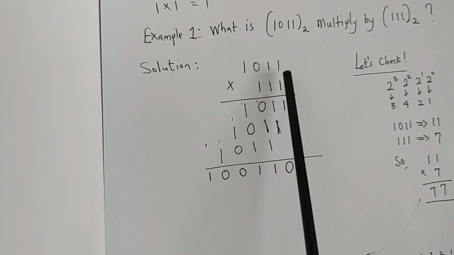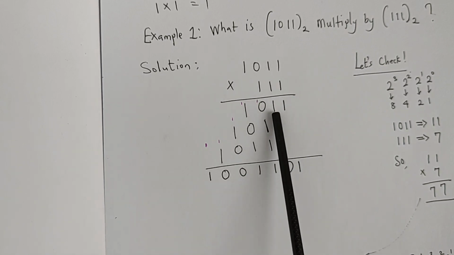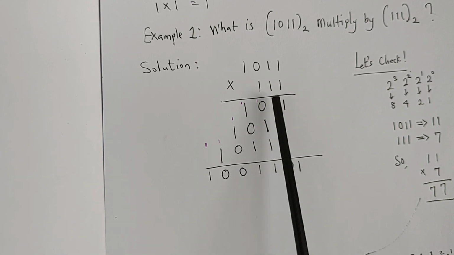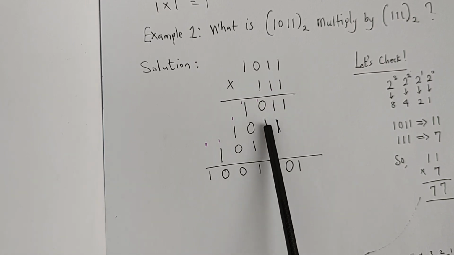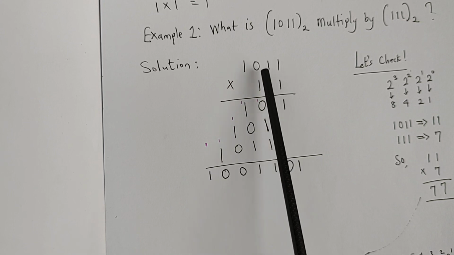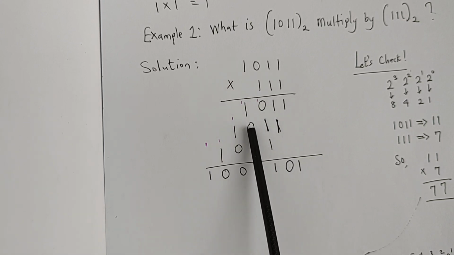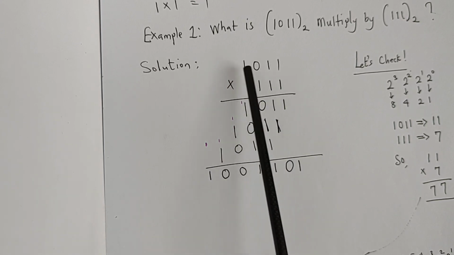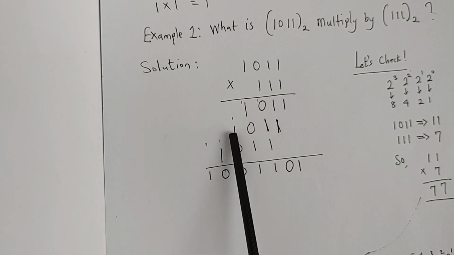We say 1 multiplied by 1, the value is going to be directly under the second bit. So 1 multiplied by 1, we're going to get 1 at this point. 1 multiplied by 1, we're going to get 1 at this point. 1 multiplied by 0, we're going to get 0 at this point. Then 1 multiplied by 1, we're going to get 1 at this point. Now we're done with the second bit.